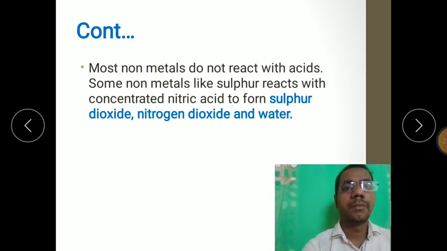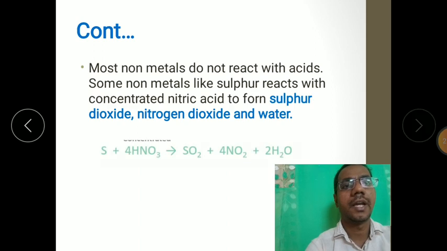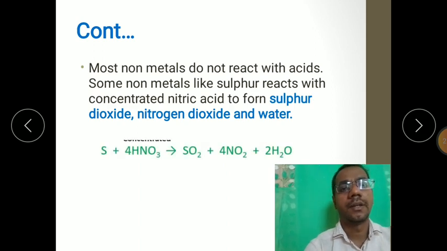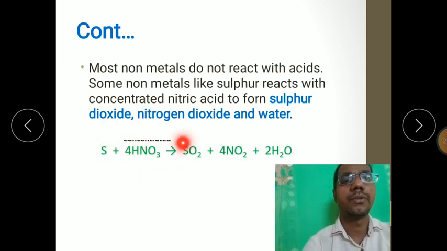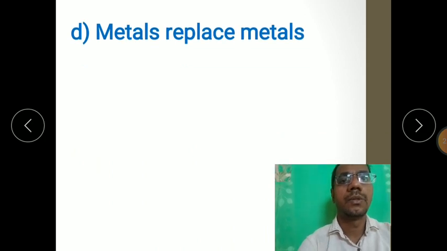Some non-metals like sulfur react with concentrated nitric acid to form sulfur dioxide, nitrogen dioxide and water. You can see in the diagram, this is the symbol for sulfur, it reacts with nitric acid HNO3 to form SO2, NO2 and H2O. So this is nothing but today's lecture.